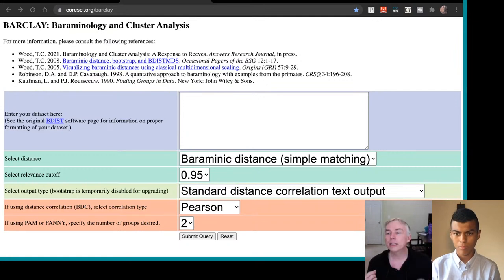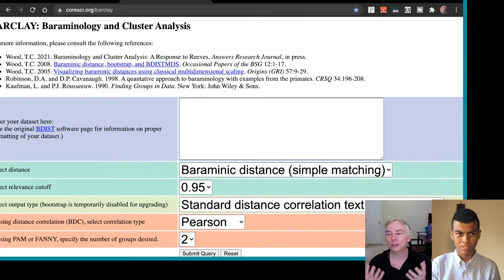It looks like you have Dr. Wood's page up there. Yes, sir. And so you can enter things on there. And so he does some cluster analysis. I didn't get a chance to explain cluster analysis, but I'm doing some of that as well.